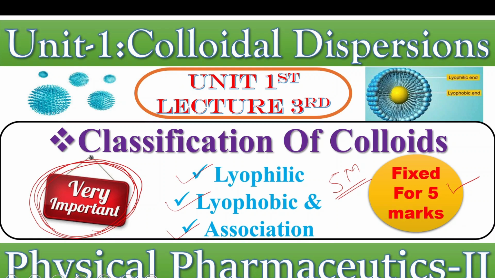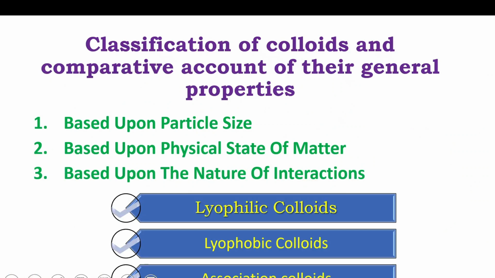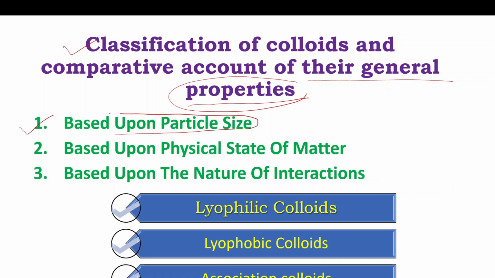So let's start the classification of the colloids. In that, the classification of the colloids and the comparative account of their general properties. So mainly there are three types of classification of colloids. The first one is based upon the physical state of matter, then based upon the particle size, and the third one is the classification which is based upon the nature of interaction.